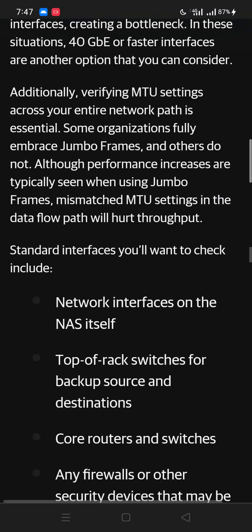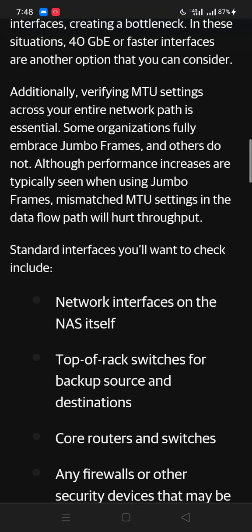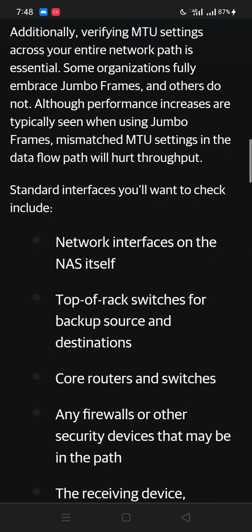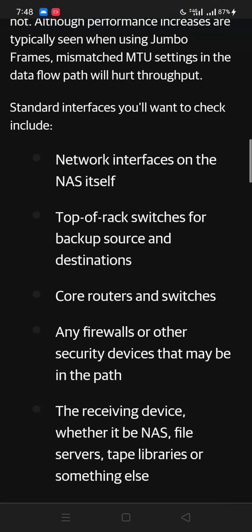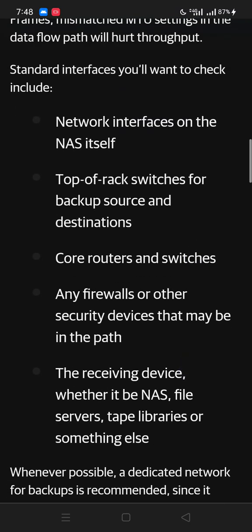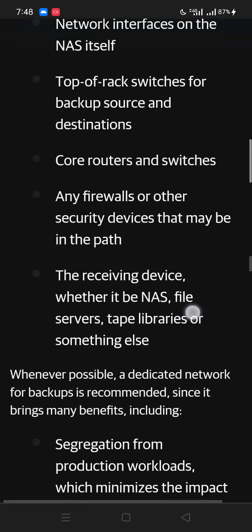Standard interfaces you will want to check include: first of all, the network interface on the NAS itself. Second, top of rack switches for backup sources and destinations. Third, core routers and switches. Fourth, any firewalls or other security devices that may be in the path. And the receiving devices, whether it be NAS, file servers, tape libraries, or something else.